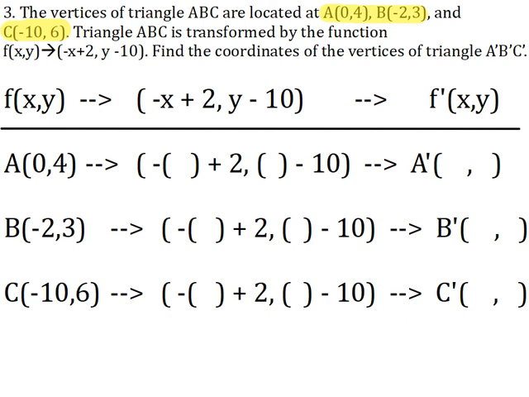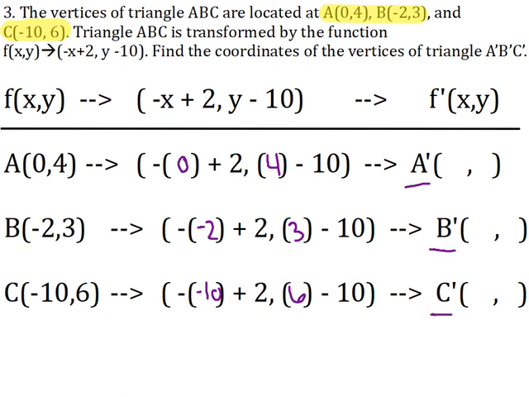So the first thing we want to plug in is our x for our A, and then plug in the 4 for the y. We'll go ahead and plug in the -2 for the x, and the 3 for the y for B, and then the -10, that's a 10, and then 6 for the y. Now we can go through and simplify each of those and find our A prime, B prime, and C prime.